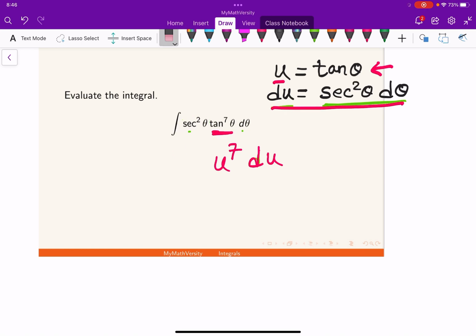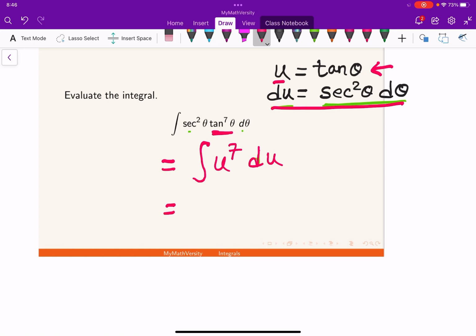So instead of evaluating the given integral, we could just integrate u to the power 7, which is much simpler than the given one, right? The given one was a product of trigonometric functions, so we didn't know how to find the antiderivative of that directly, or maybe even by some other rules. But this basic variable substitution helps us change the given integral into a much simpler one.